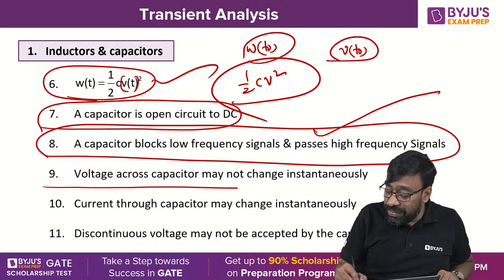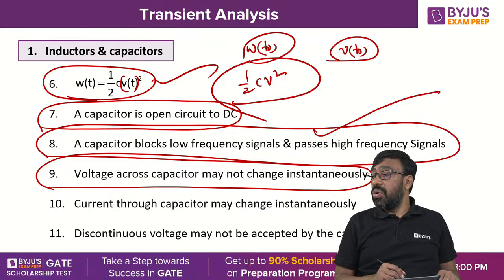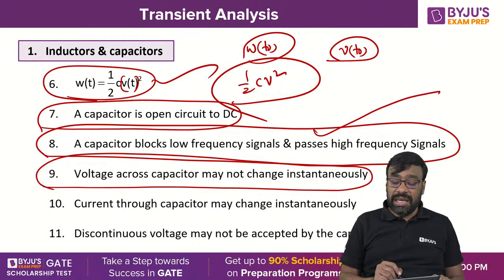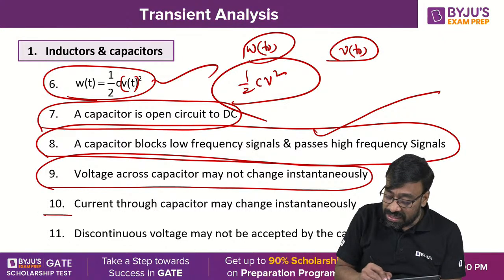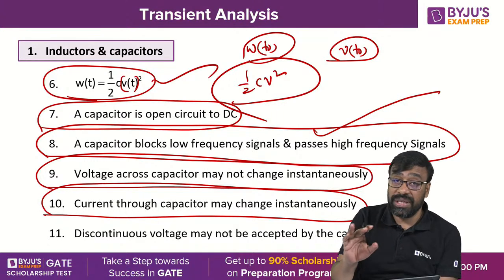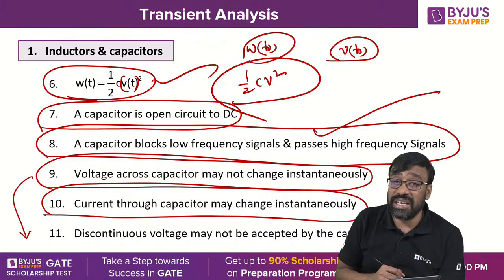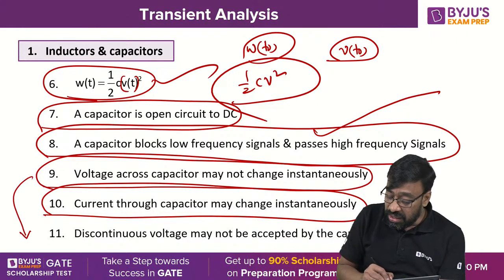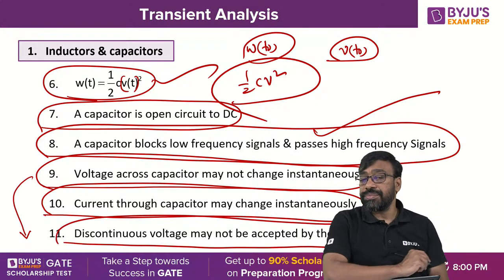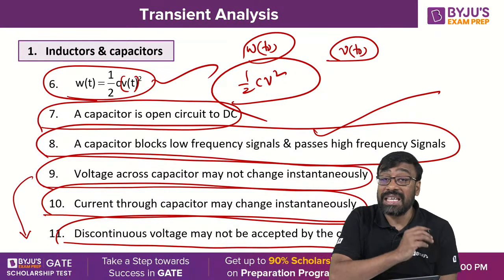Voltage across the capacitor may not change instantaneously. Very important. Voltage across the capacitor may not change instantaneously, abruptly, suddenly. Current through the capacitor may change instantaneously. Since the voltage across the capacitor may not change instantaneously, a discontinuous voltage may not be accepted by the capacitor.